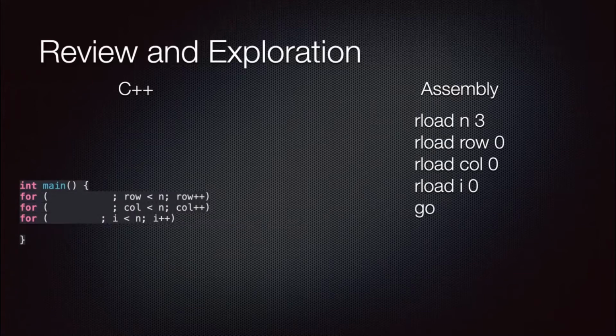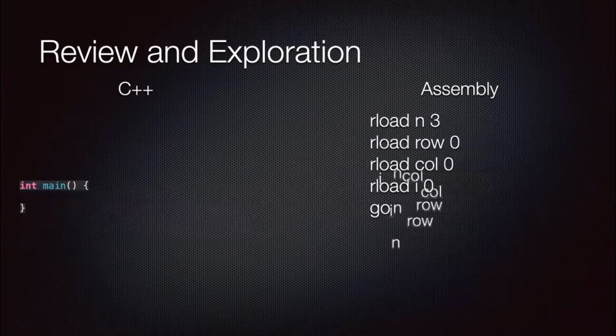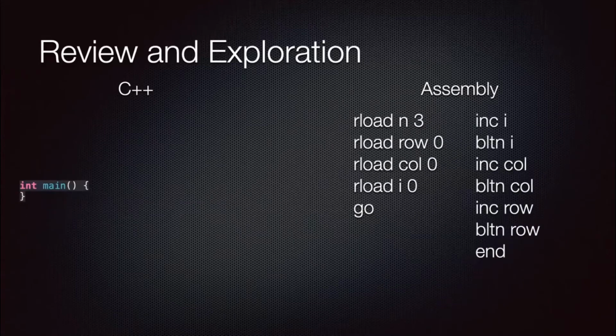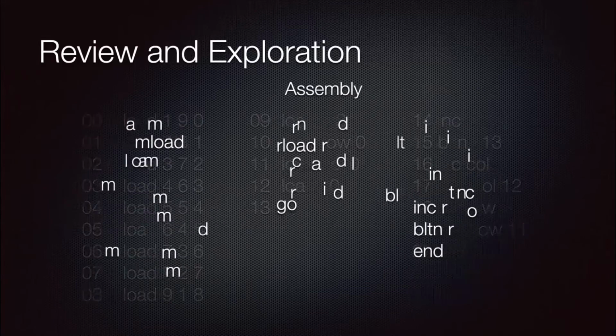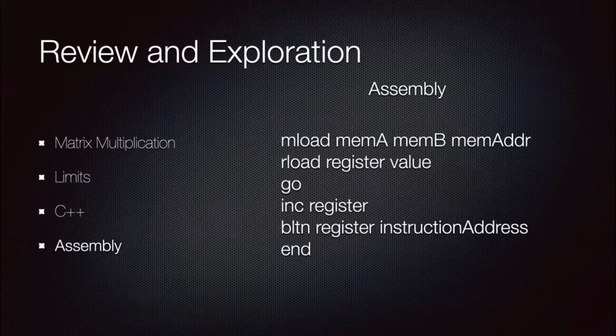Next, we'll perform our matrix multiplication operator that we have just called go. Finally, perform our register increments and branching from them. And here is our complete assembly code. And here are the operations that we need to implement.